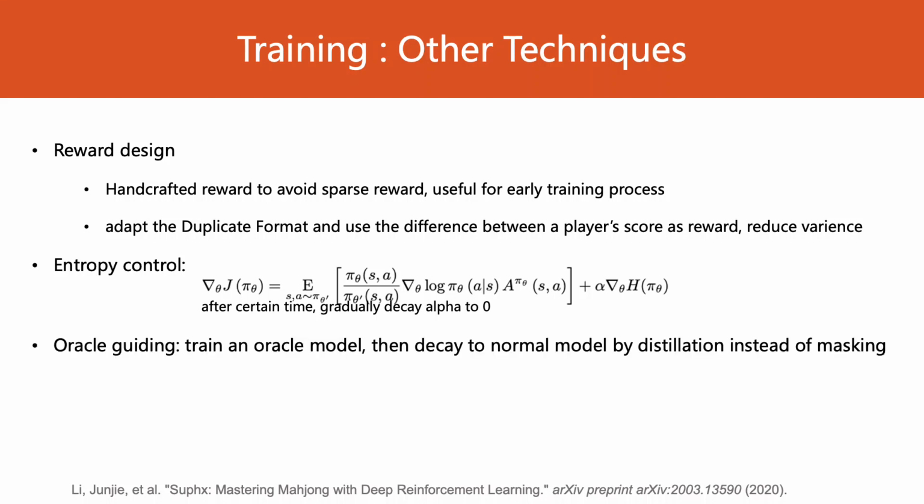And the third thing is oracle guiding. The idea is similar to MSRA's paper, but here we train an oracle model and then decay it to the normal model. We use distillation to decay instead of masking, which is described in the MSRA paper.